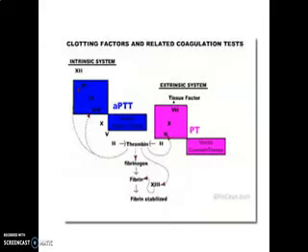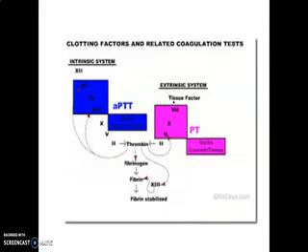Both these pathways are responsible for the formation of the enzyme prothrombinase. Once the prothrombinase is formed, it converts prothrombin into thrombin, and that thrombin is responsible for the conversion of fibrinogen into the fibrin thread. This is the mechanism of clot formation.